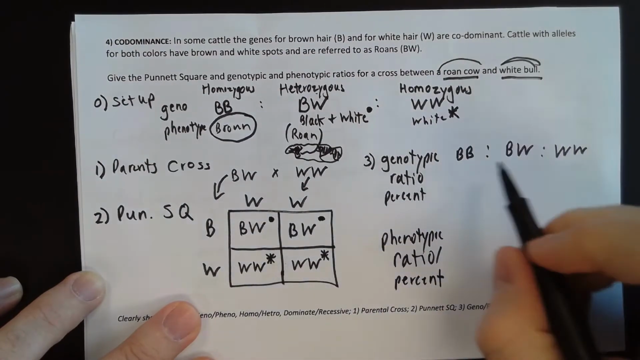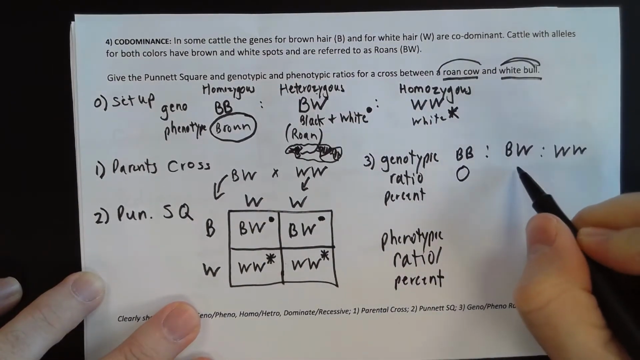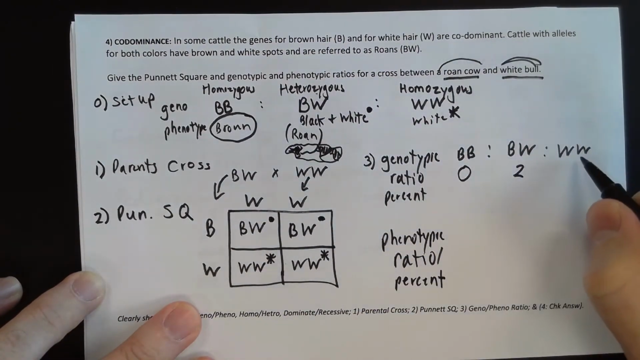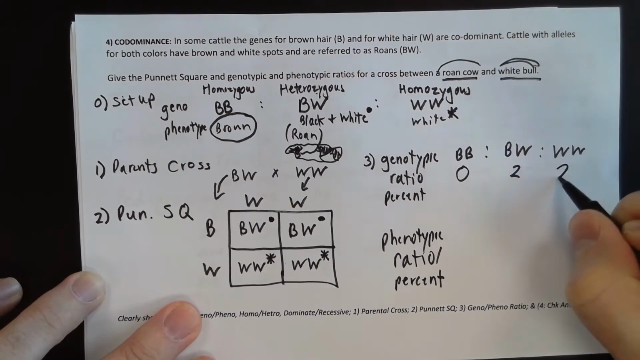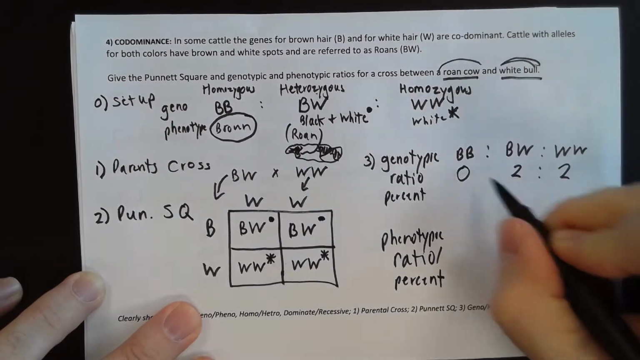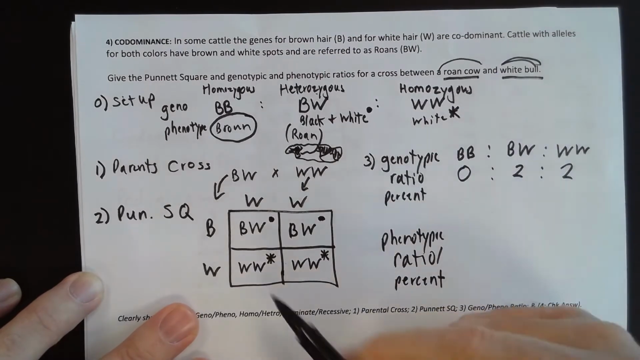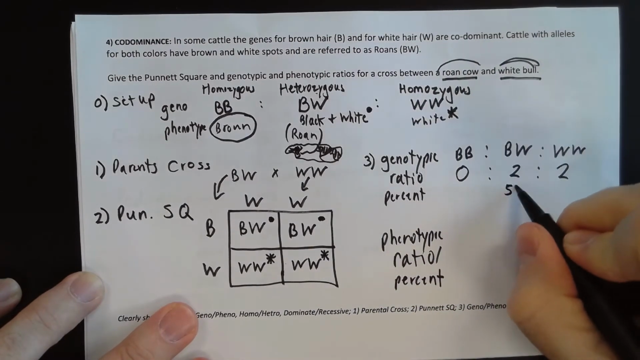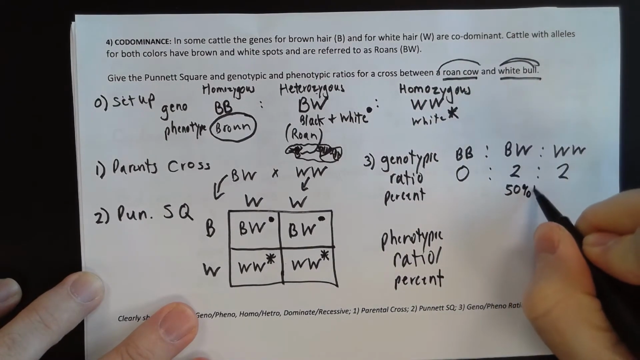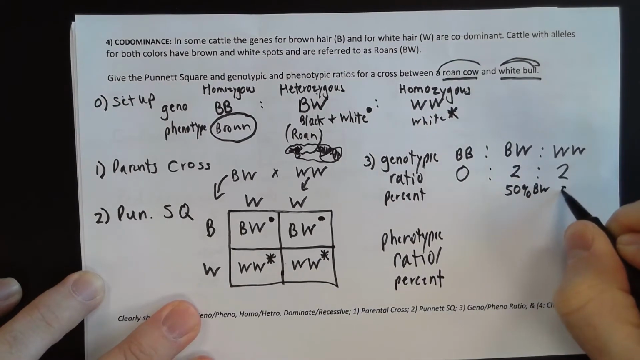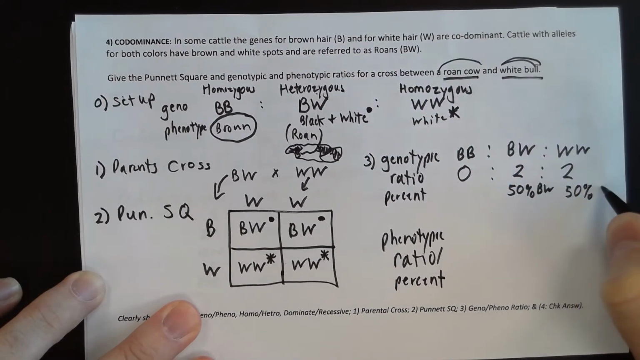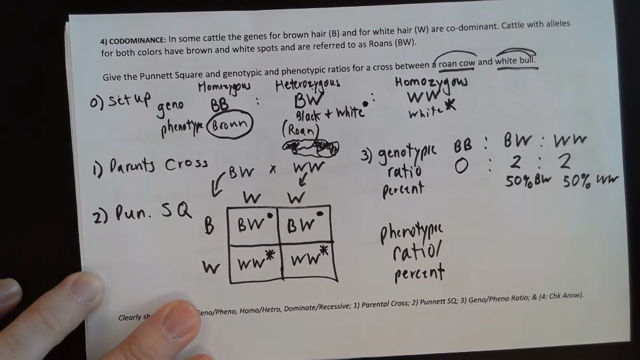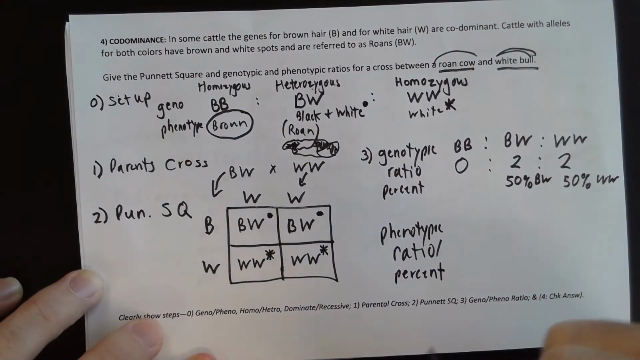There's no BBs, so we put 0. BW, we have 2, 1, 2, and WW, we have 2, 1, 2. And then you just do a percent. So out of the 4, this is 50% BW and 50% WW. Now we're going to do the phenotype, and that's the physical trait.